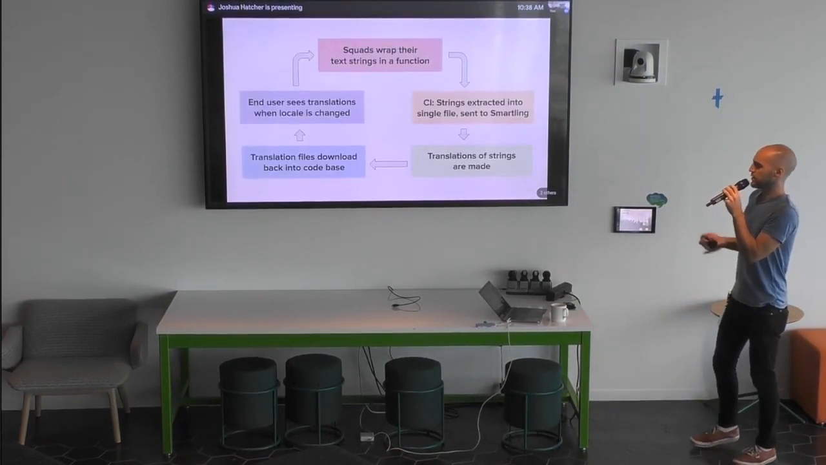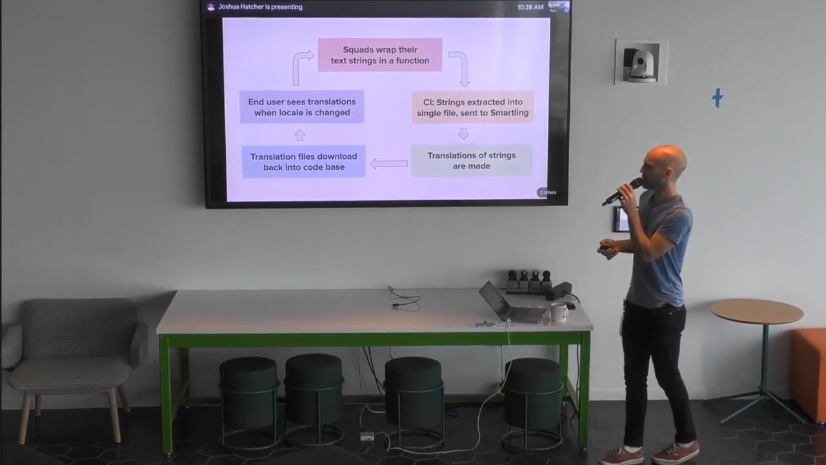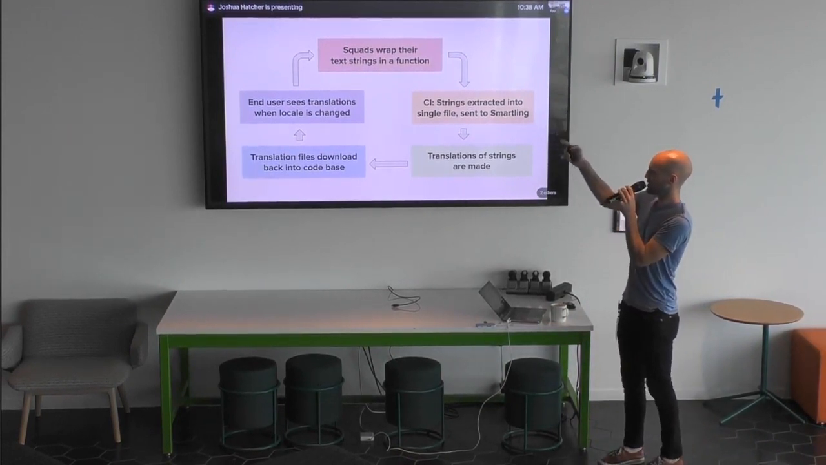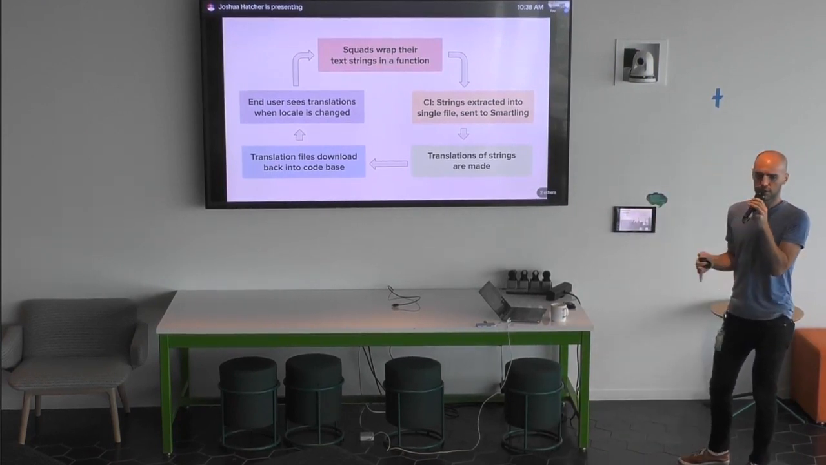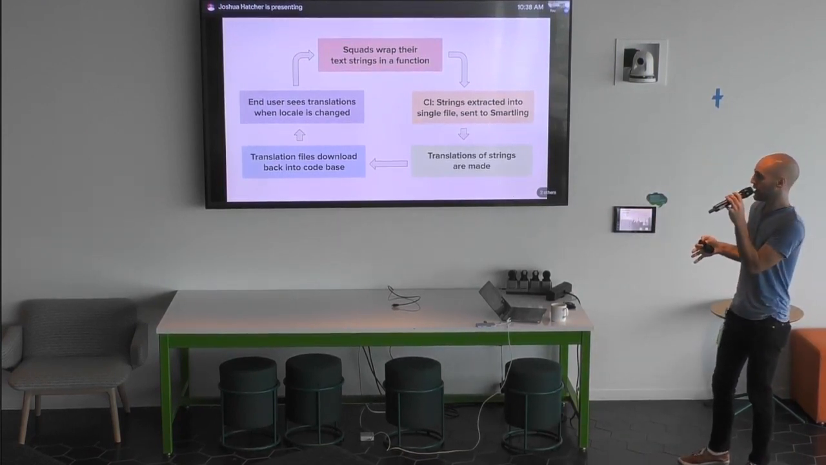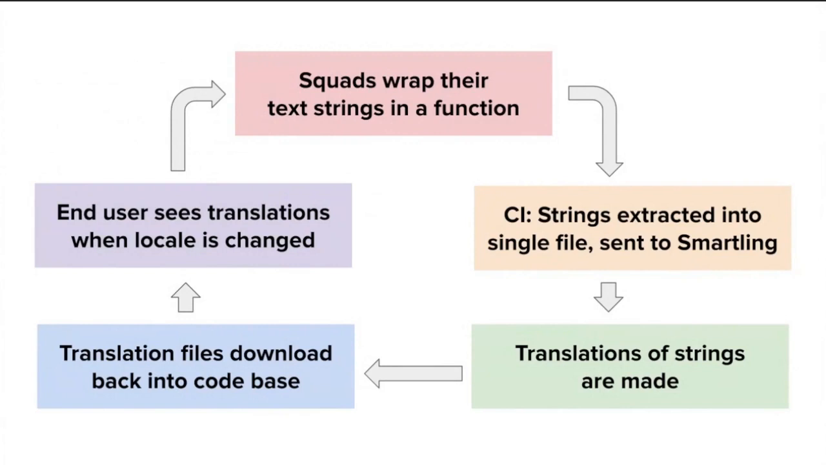So what does that process even look like? This is kind of a rough flow chart of how it works. You can think of the red box at the top as step one. Step one is that feature teams, engineers on feature teams, will wrap every snippet of text in all their files in a function. So each string of text becomes an argument for this function, which I'll talk about in a bit.